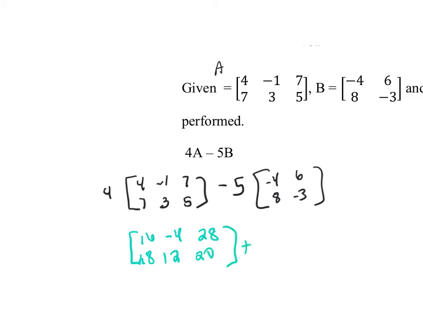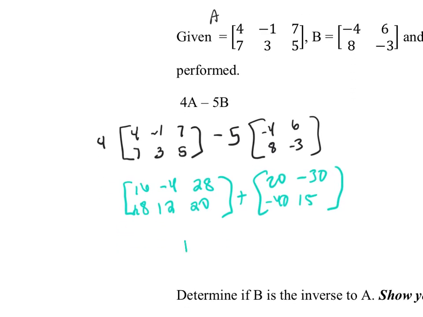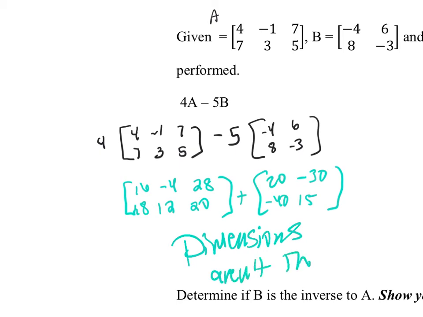I have negative 5 times 4 is 20. Negative 5 times 6 is negative 30. Negative 5 times 8 is negative 40. Negative 5 times negative 3 is positive 15. I cannot go any further because the dimensions aren't the same.